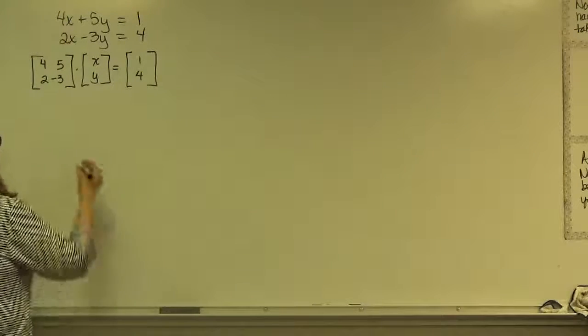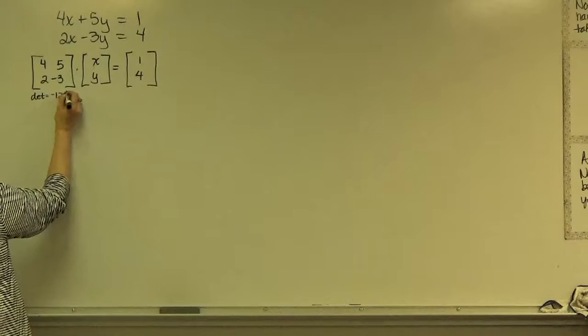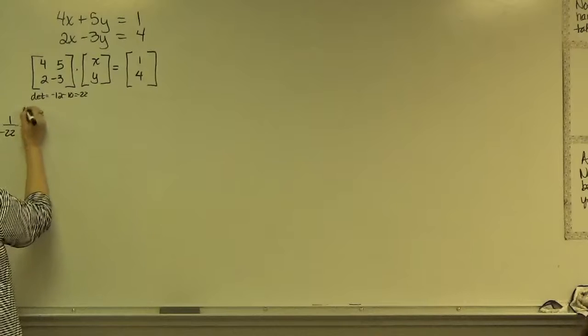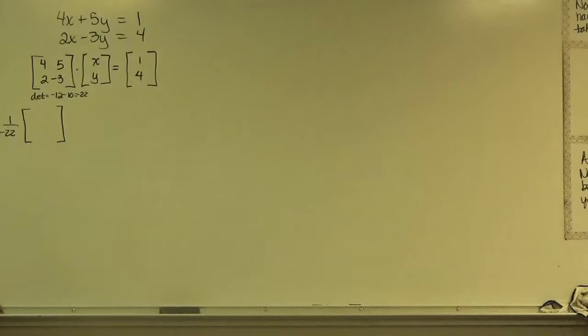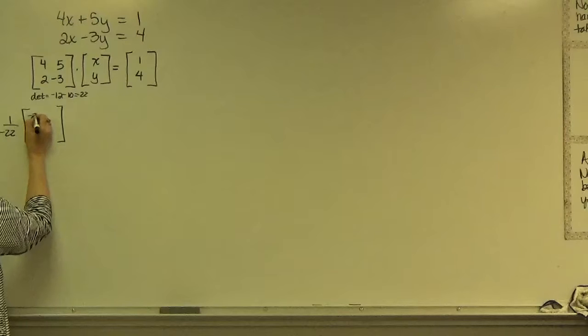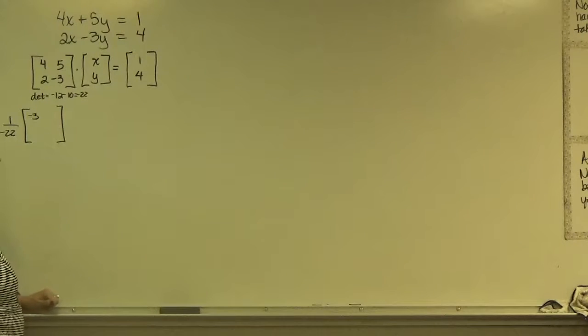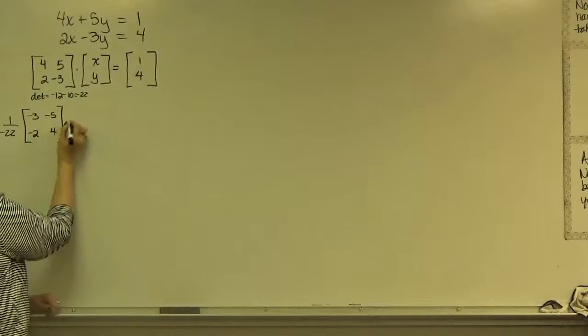So let's see, Dylan, what would be the determinant of this one? -12 minus 10, which is -22. Okay, so we put 1 over -22. Nicholas, what's going to be the inside of our inverse? Tell me what you get. -3, -2, and then -5, and 4. Okay.